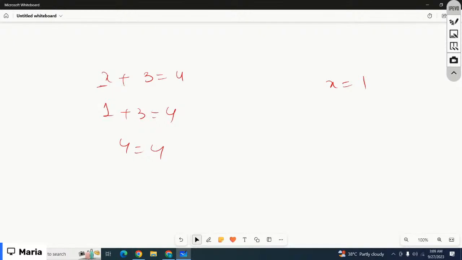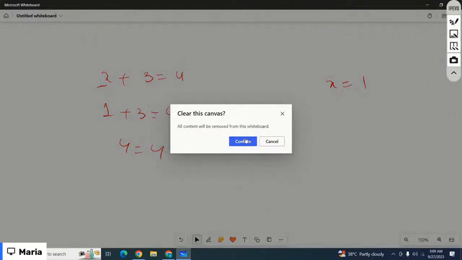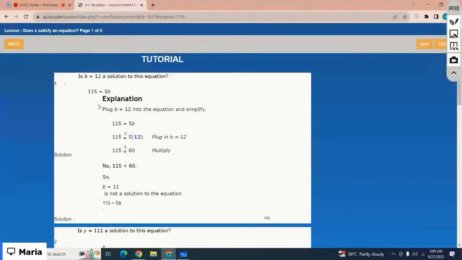Got it? If you have any question, you can write down the question in the chat box. I can see your messages. I will answer all your questions and confusions if you have any. We'll do the practice questions from this on A Plus later today. Let's see the next lesson.